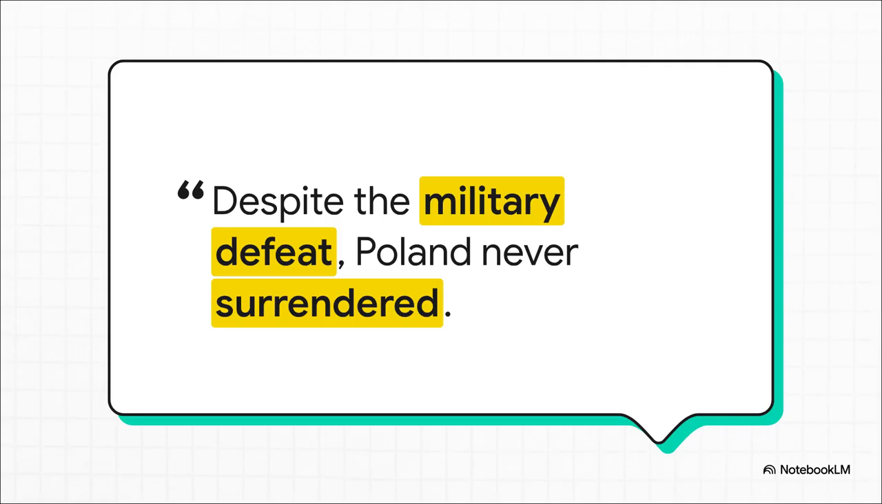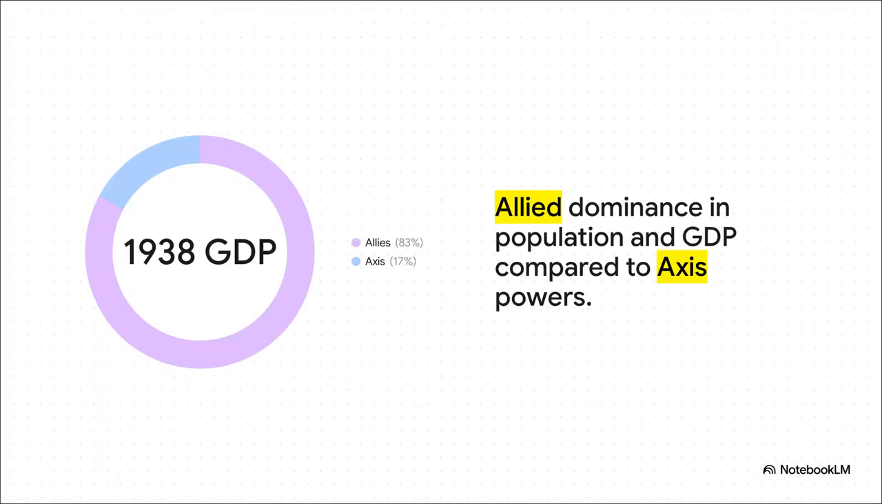But, and this is crucial, despite the sheer military defeat, the Polish spirit was absolutely not broken. They never officially surrendered. Instead, they formed a government in exile, evacuating personnel to fight another day, while a clandestine state apparatus remained behind.